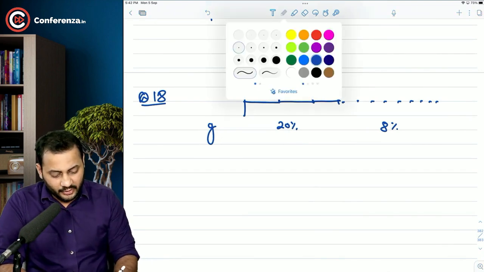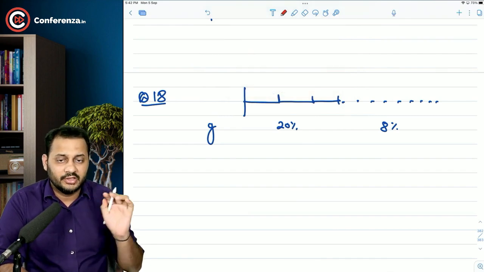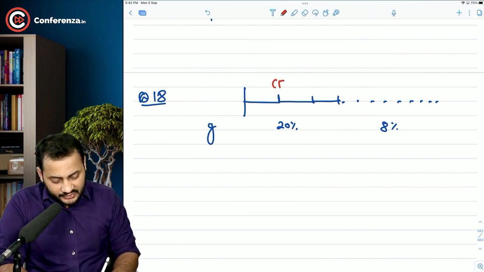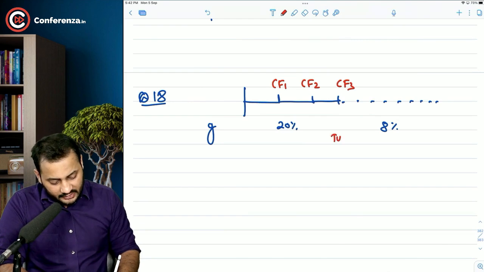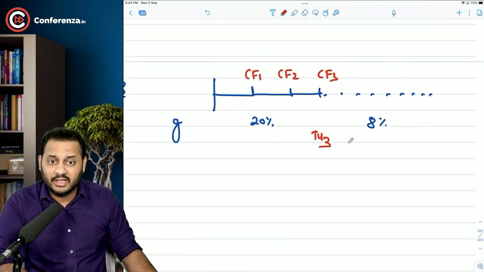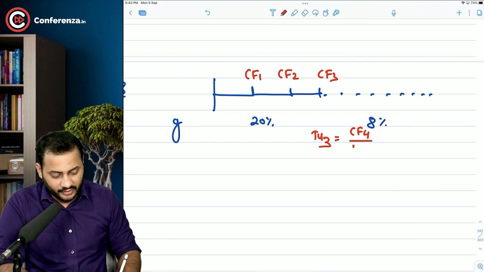So there will be only 3 cash flows or 4 values which will sum up to the value of the firm. First, the cash flow at the end of year 1, 2, 3, and then the terminal value at the end of year 3. And you know it very well that terminal value at the end of year 3 will be nothing but the cash flow for the next year, that is year 4, divided by cost of capital minus growth.